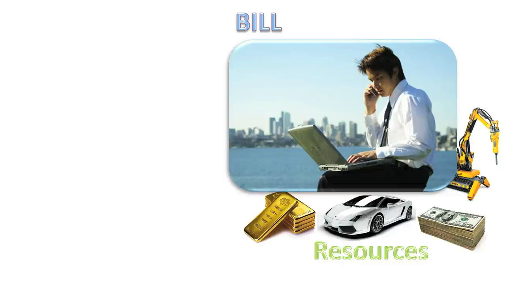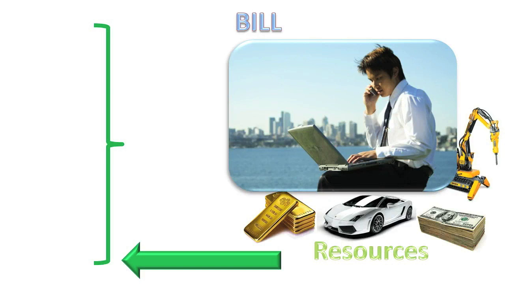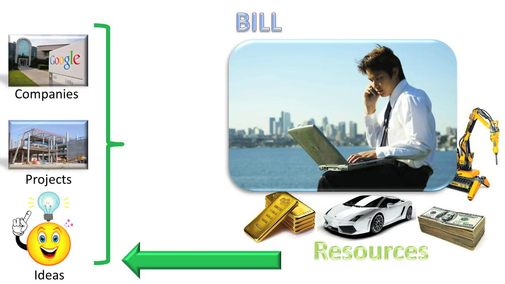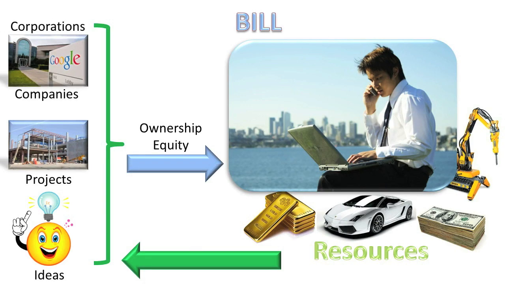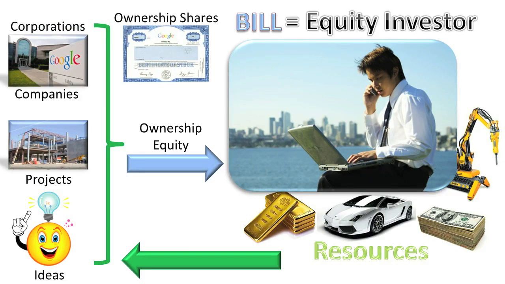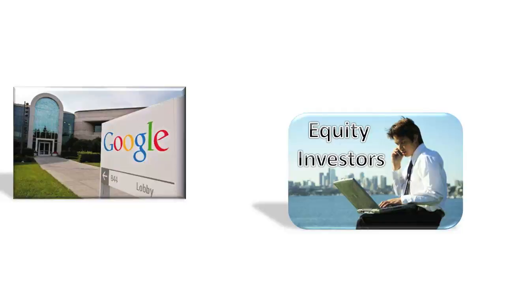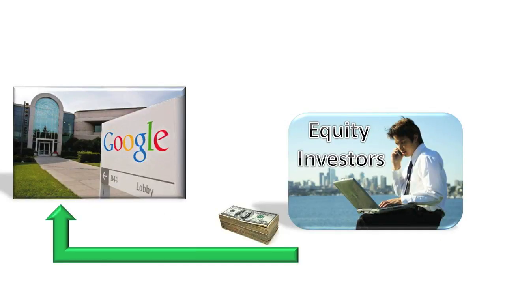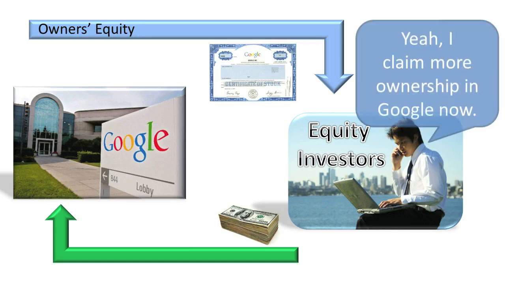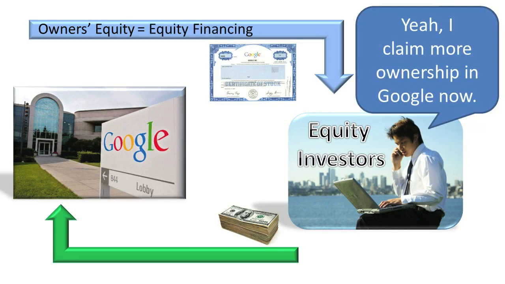When people like Bill invest their resources in ideas, projects, and companies, they often receive some form of ownership equity in the investment. When such investments are in corporations, the investors receive ownership shares to represent their ownership and are called equity investors. When equity investors invest in a company, they increase their owners' equity claims against the company, and thereby they provide equity financing.